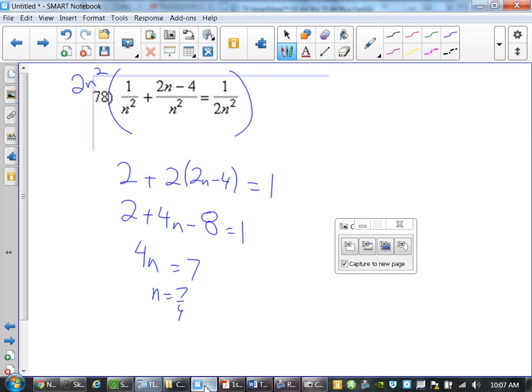Well, I think so. How did you get that? 2 plus 2 plus 2n. First fraction needed a 2, so I multiplied it by 2. Second fraction needed a 2, so I multiplied it by 2. Last one didn't need anything. Wait. Okay.